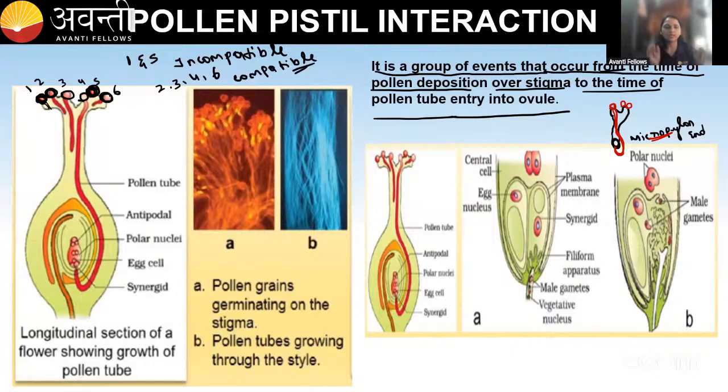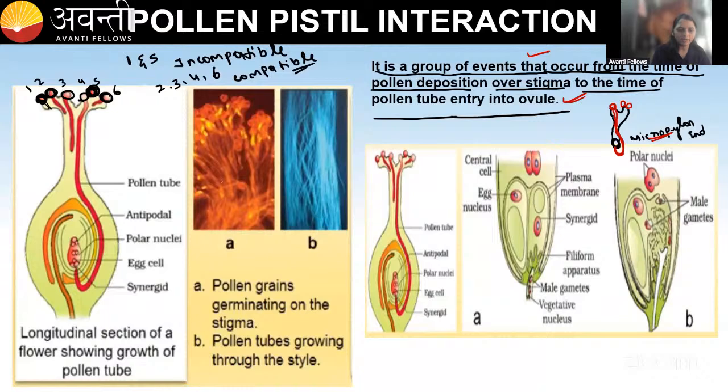This interaction we call pollen and pistil interaction. Once again, read this. It is a group of events that occur from the time of pollen deposition over the stigma to the time of pollen tube entry to the ovule, not to the egg. Not to the egg, okay? Entry to the ovule. Remember this. Before fertilization, this event is going to happen, guys.